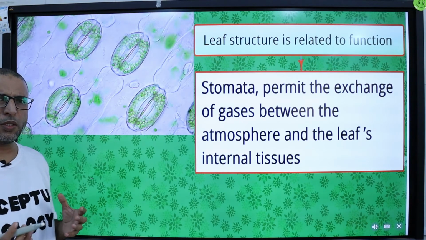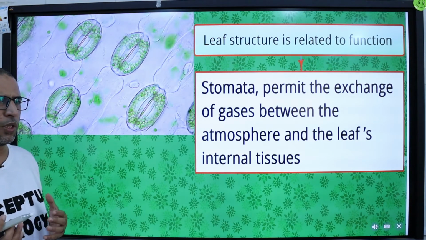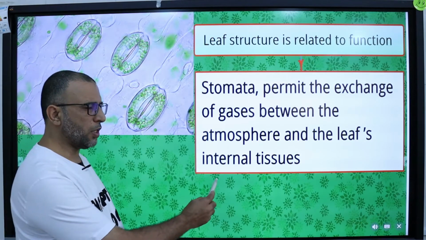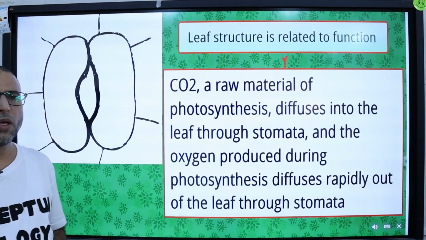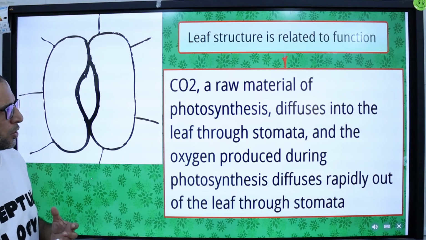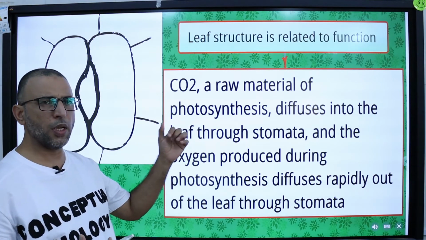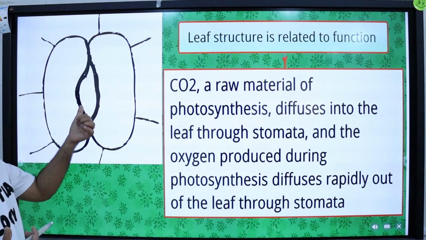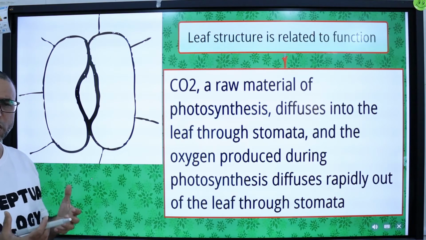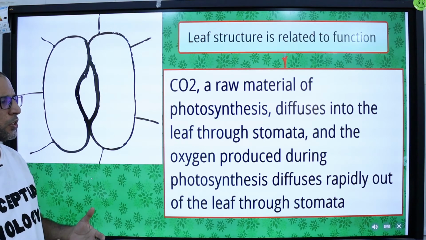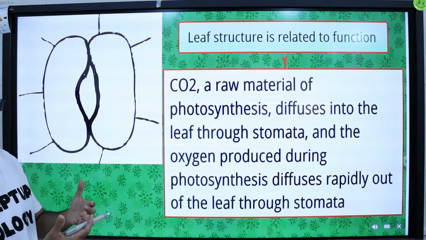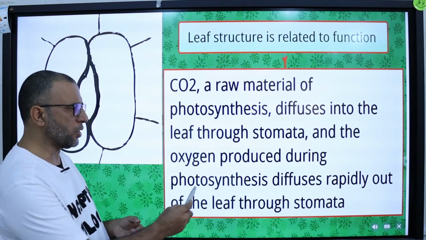Stomata permit the exchange of gases between the atmosphere and the leaf's internal tissues. Carbon dioxide is the raw material for photosynthesis that diffuses into the leaf through the stomata, and the oxygen which is produced during photosynthesis diffuses rapidly out of the leaf through stomata.